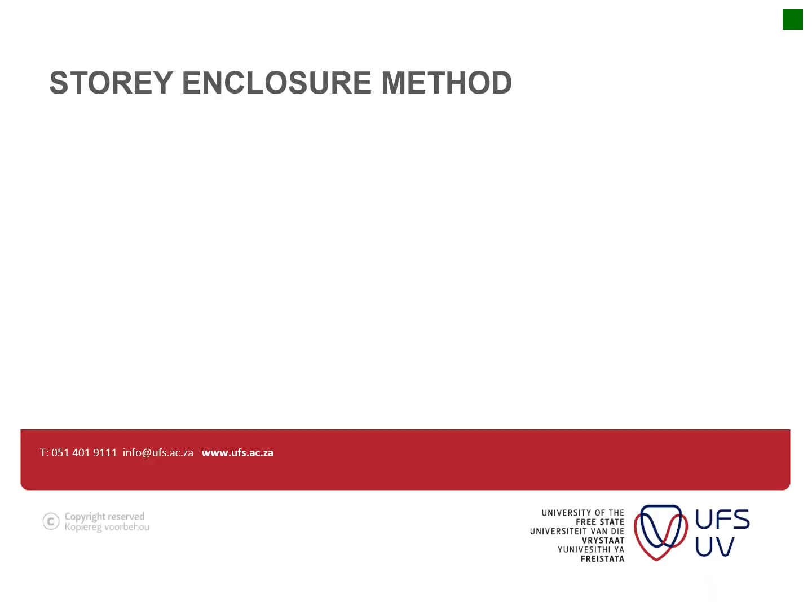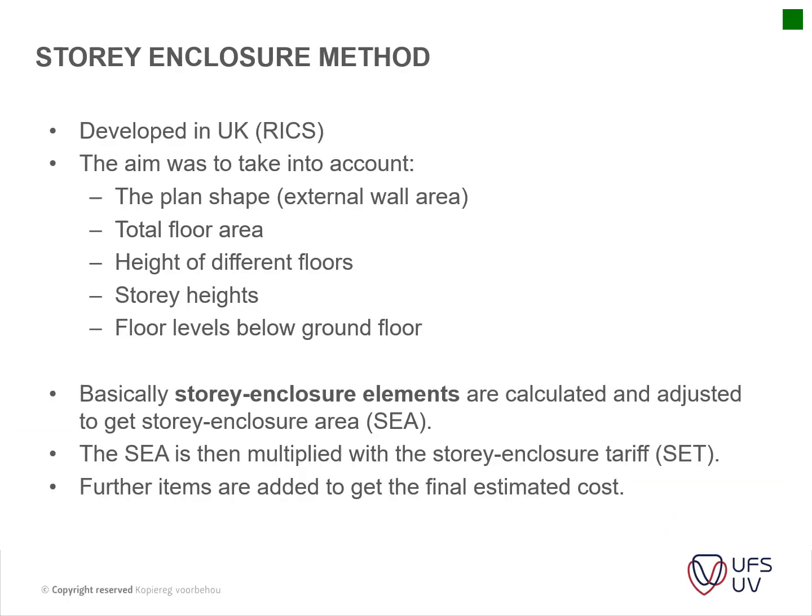The story enclosure method was developed in the UK. The aim was to take into account the plan shape, the total floor area, the height and differences of floors, story heights, floor levels below ground, etc. Basically, it builds a little more detail into the estimate to improve accuracy. Story enclosure elements are calculated and adjusted to get a story enclosure area. There are certain factors that we use to get to a more accurate estimate. The story enclosure area is then multiplied with the story enclosure tariff.